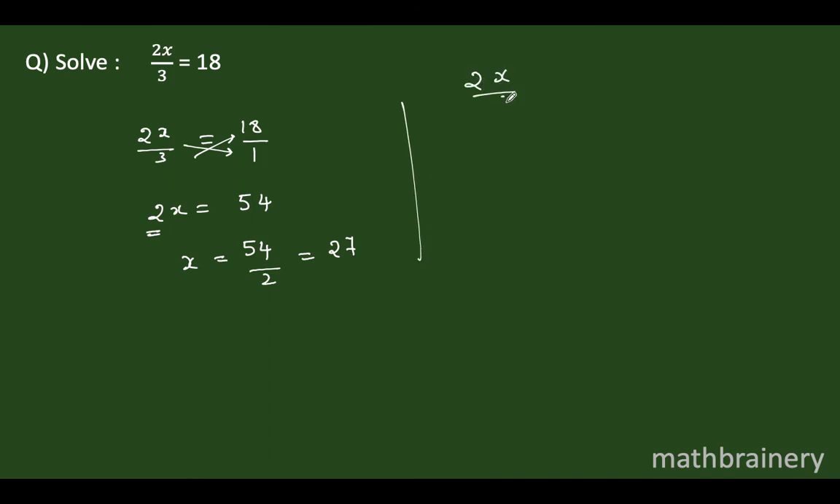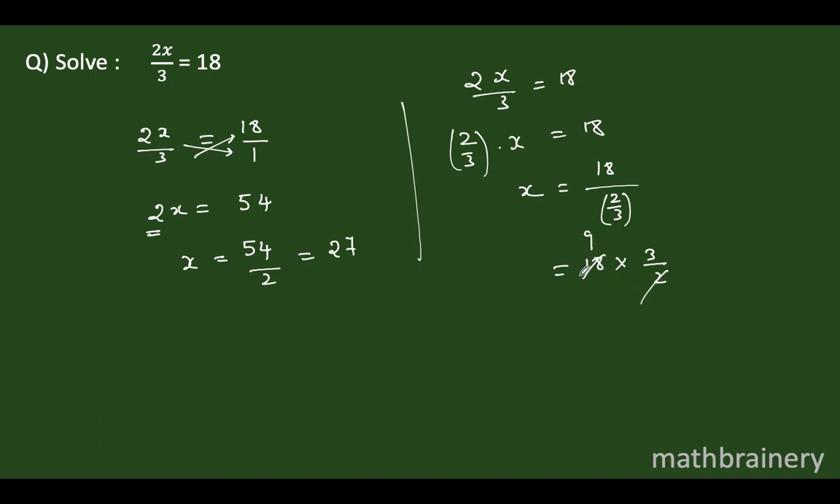You have 2x by 3 is equal to 18. That means I'll write it as 2 by 3 times x is equal to 18. Now x is in multiplication with 2 by 3. So when I want to transpose 2 by 3 to the right hand side, its operation should be division. So it must be 18 divided by 2 by 3. 18 divided by 2 by 3 is the same as 18 multiplied by the reciprocal of 2 by 3, which is 3 by 2. 2 times 9 is 18, 9 times 3 is 27. So the value of x is 27.